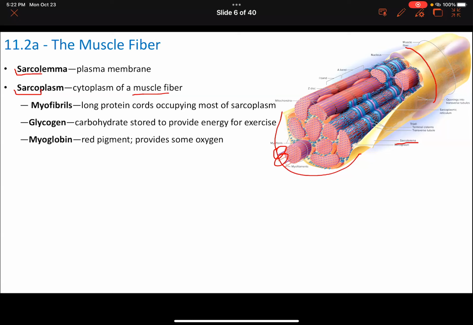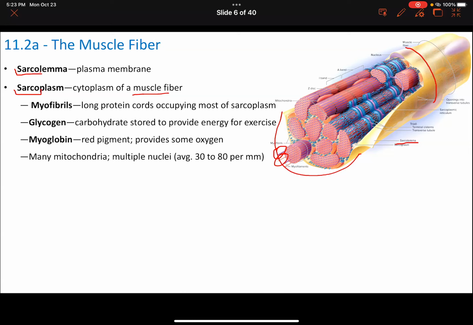Myoglobin is also in the sarcoplasm. This is a red pigment. It's what gives the muscle its red coloration, and it provides oxygen. It's a major source of oxygen for the muscle fiber. Again, if you are using your skeletal muscles a lot, you're going to need to be able to produce a lot of ATP. And as we've learned from cellular respiration, this requires glucose and oxygen. So we have glycogen stores and myoglobin to help provide those for us.